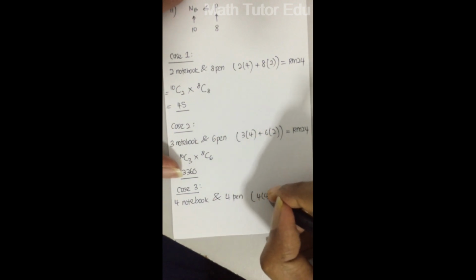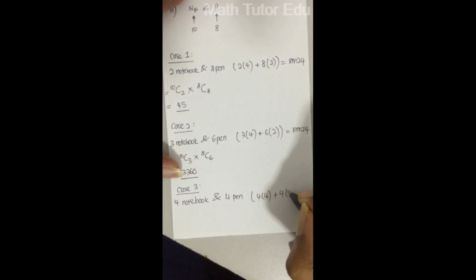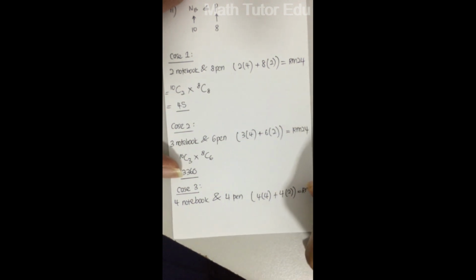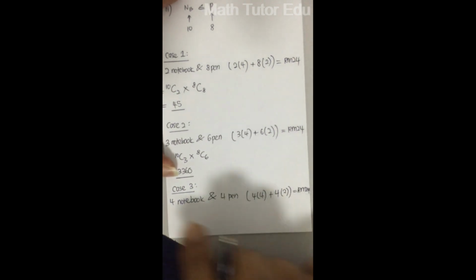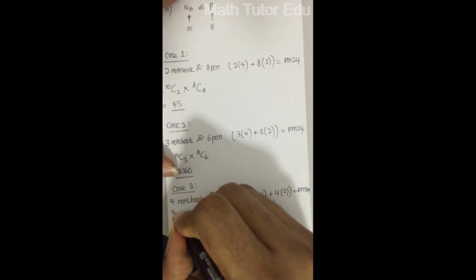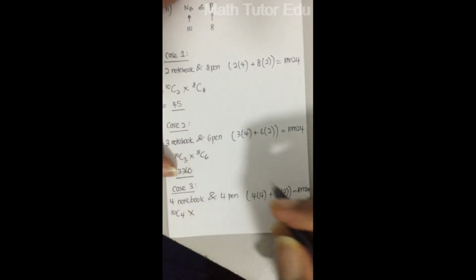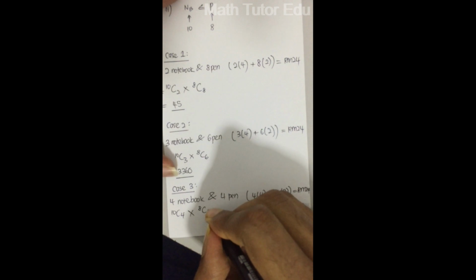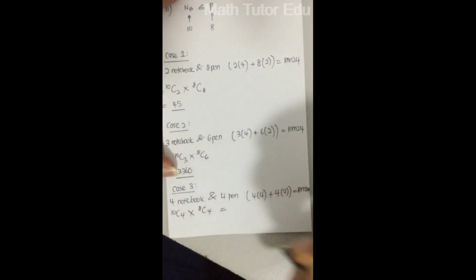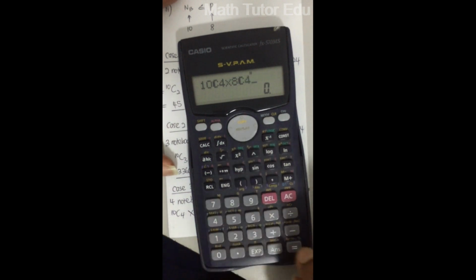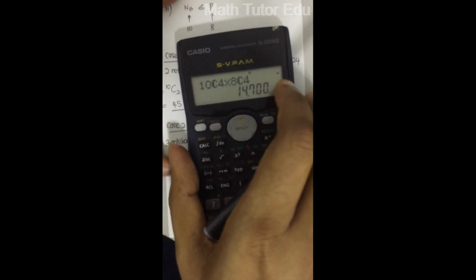You can even check this. 4 times 4 plus 4 times 2. So 16 plus 8, you get 24 ringgit. Okay, from here, out of 10 notebooks, you get to choose 4, times, out of the 8 pens, you are choosing 4. You calculate this: 10C4 times 8C4, 14,700 ways.